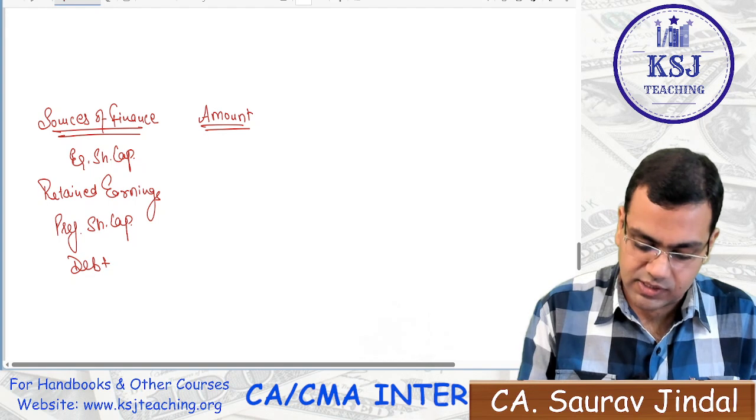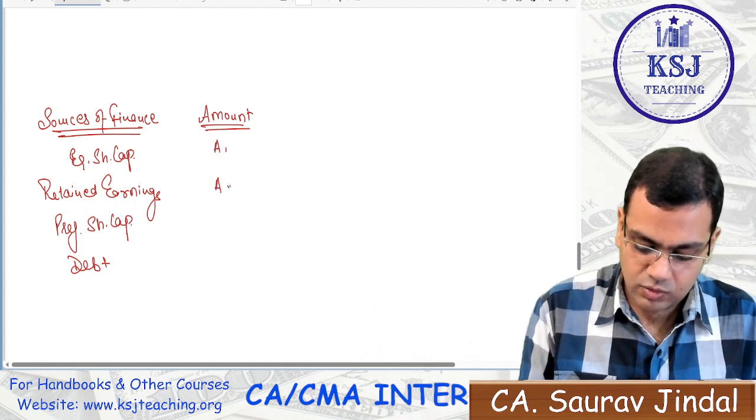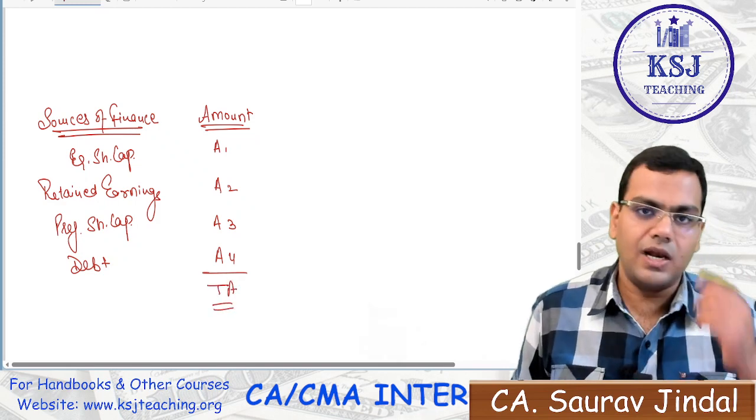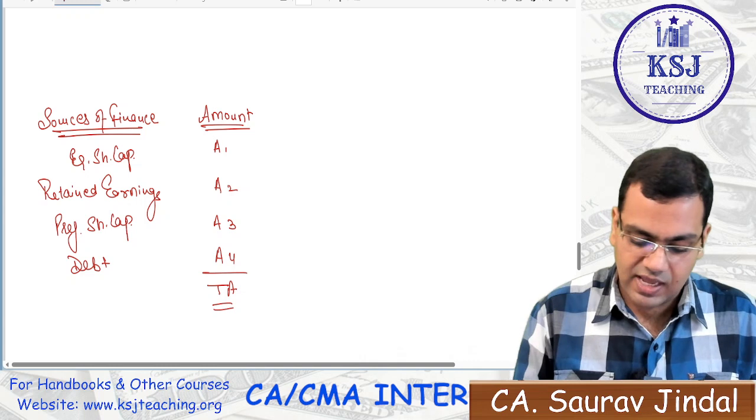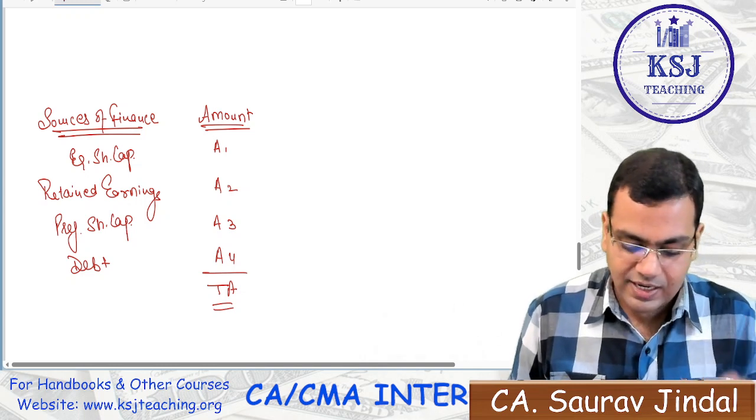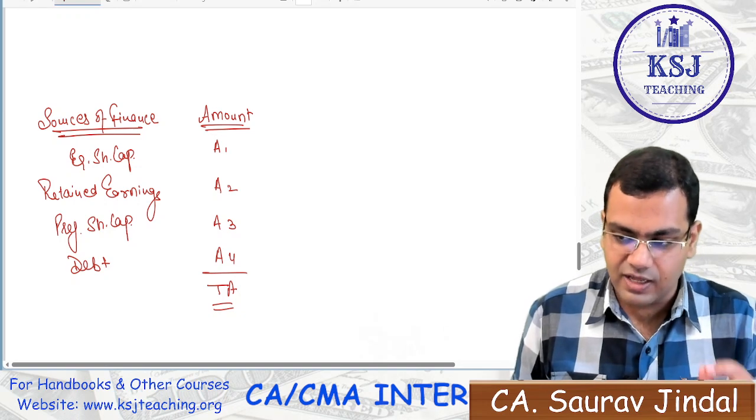What is the amount, sir? A1, A2, A3 and A4. What is the individual? This is TA, the total amount that is invested in the business. A1 represents the amount of equity share capital. A2 represents the retained earnings. A3 is preference share capital and A4 is debt.